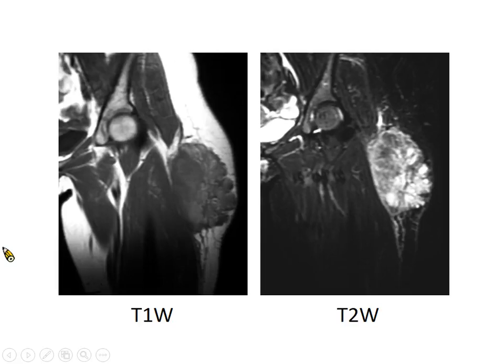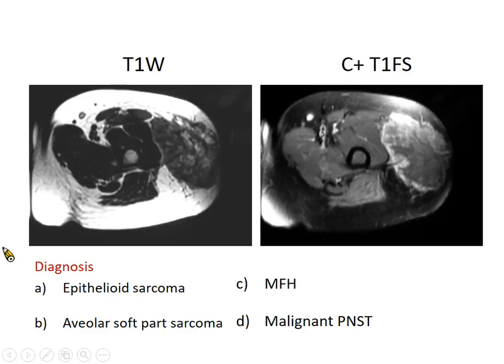So it is highly cellular. What we call the NC ratio is high, the nucleus ratio to the cytoplasm. More nucleus, less cytoplasm on T2, low signal. Less nucleus, more cytoplasm on T2, high signal, right? So it is highly cellular and could be a malignant lesion, right? So the answer, anyone? We can vote epithelioid sarcoma, alveolar soft part sarcoma, MFH, and malignant PNST, peripheral nerve sheath tumor.